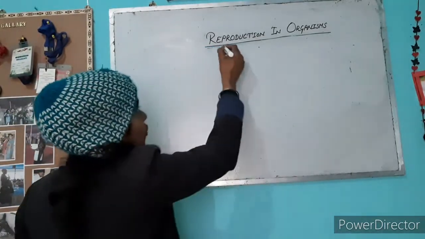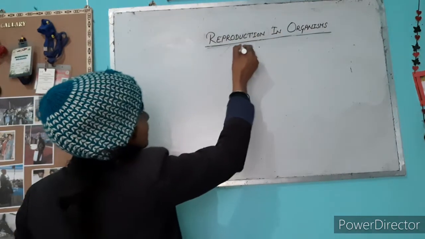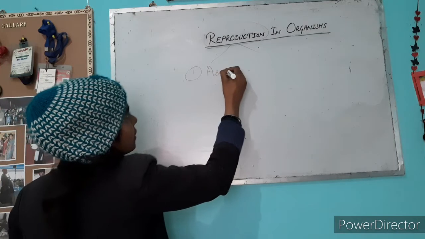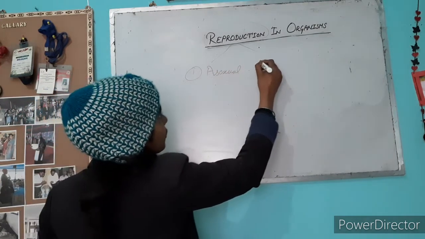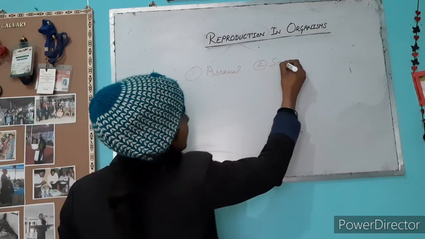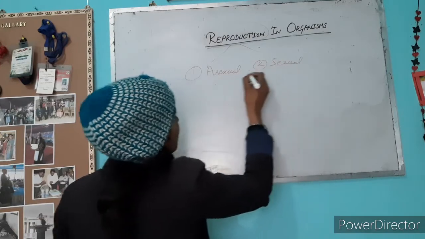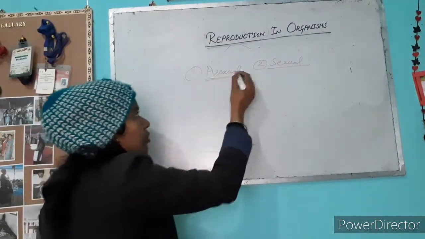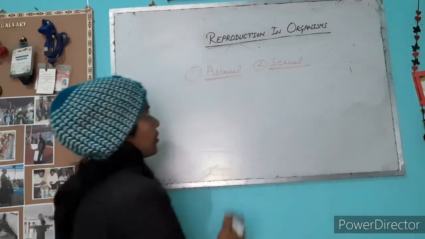Reproduction is of two types. Majorly it is classified into two. One is asexual mode of reproduction and another one is sexual mode of reproduction. Okay, asexual mode of reproduction and sexual mode of reproduction.